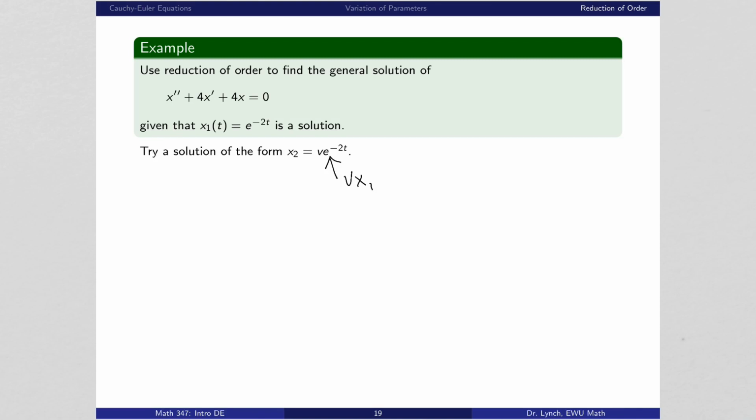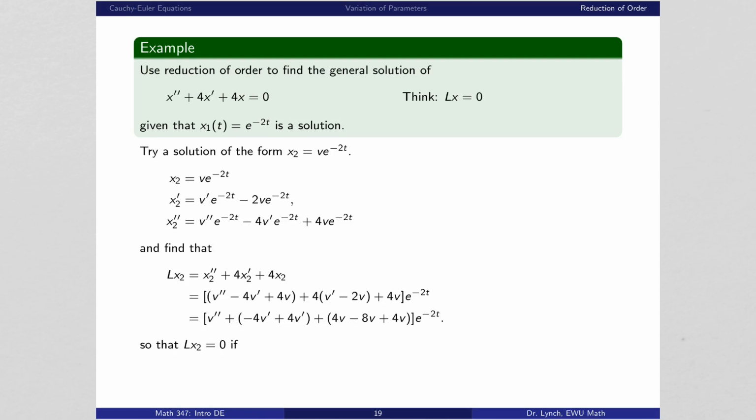When we do that, we can plug in our solution x2, and you're going to use some product rules here. x2 prime and x2 double prime are here with the product rule. And it gets a little bit messy when we plug this in, but these things can always be reorganized in terms of the second derivative of v, the first derivative of v, and the zeroth derivative of v.